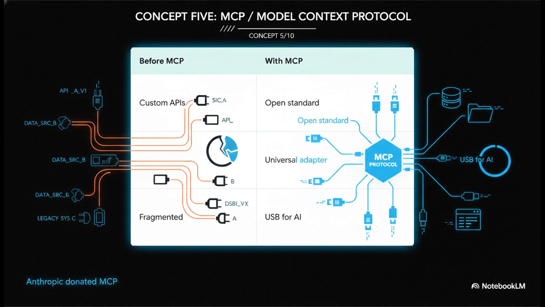Think of MCP as the USB for AI. Before USB, every single hardware device had its own proprietary connector, right? Well, before MCP, you had to build custom integrations for every single data source. Anthropic actually donated MCP to the open source community, and it acts as this universal adapter. It completely standardizes how models securely connect to external software. Make no mistake, this is rapidly becoming the future of how AI talks to software.